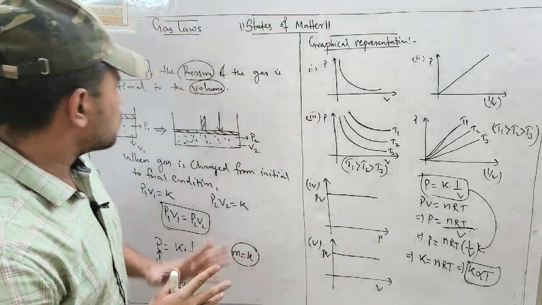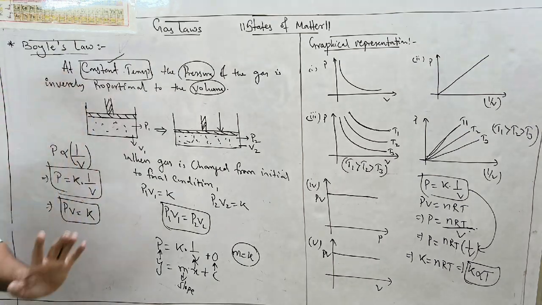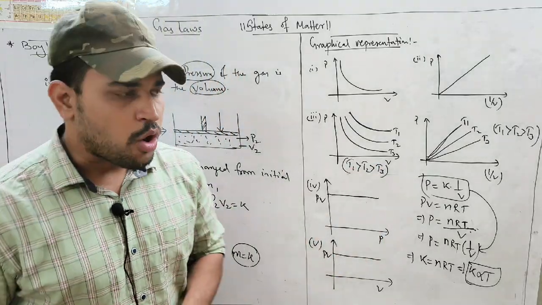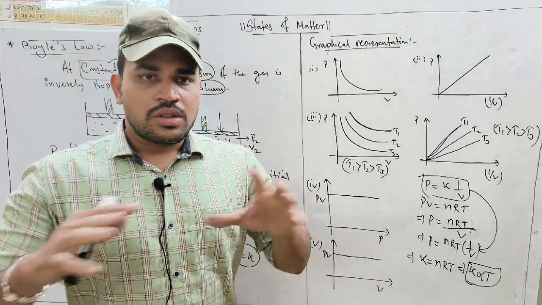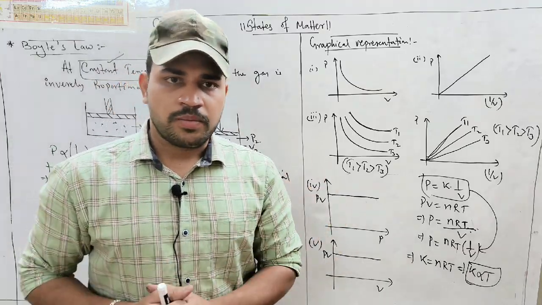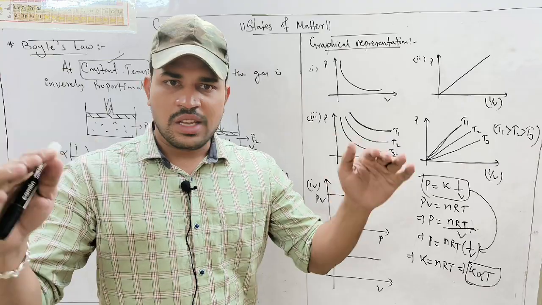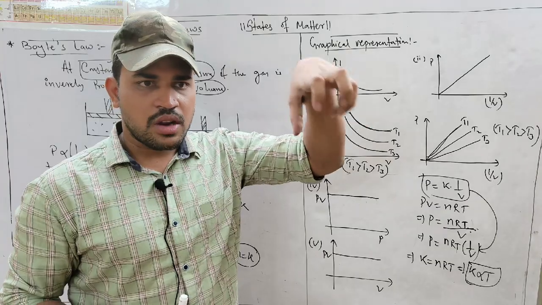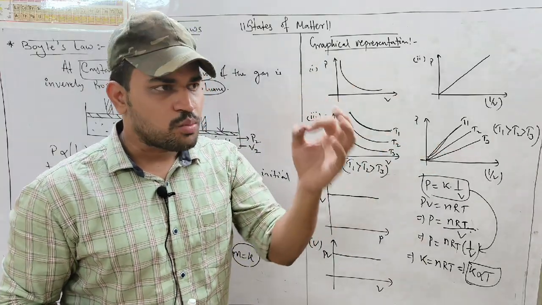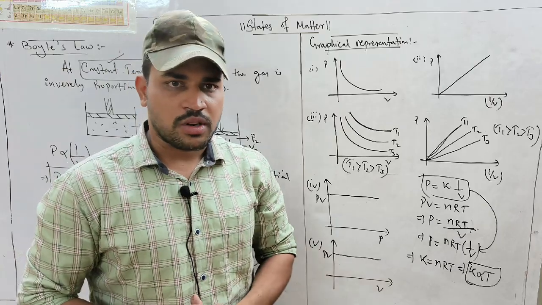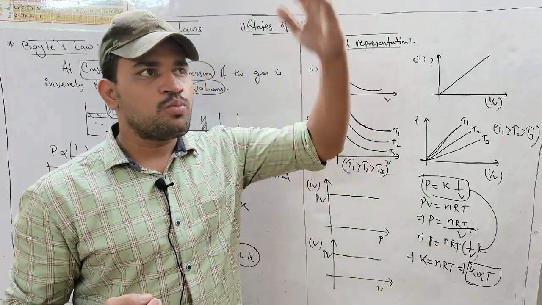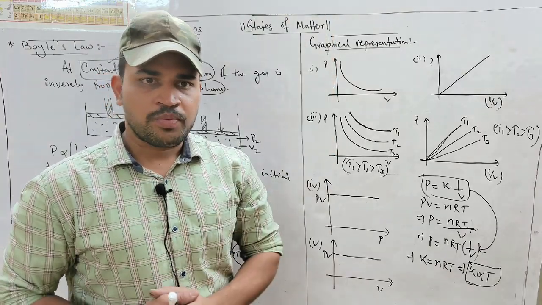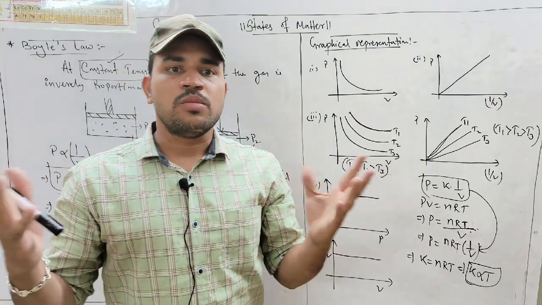So this is all about the concepts related to Boyle's law, and this is the graphical representation. Now what is the significance of Boyle's law in real life? As we know, the air present at sea level is more dense, because the air near the sea level is more compressed and having more pressure. As we move to higher altitudes, pressure is going to decrease. As pressure decreases, volume is going to increase.